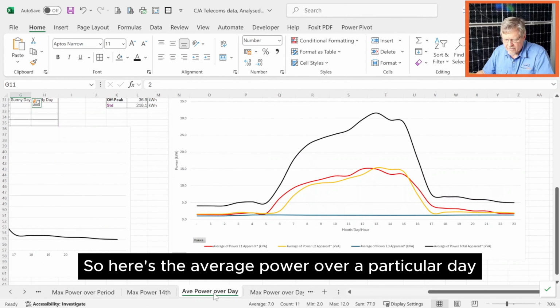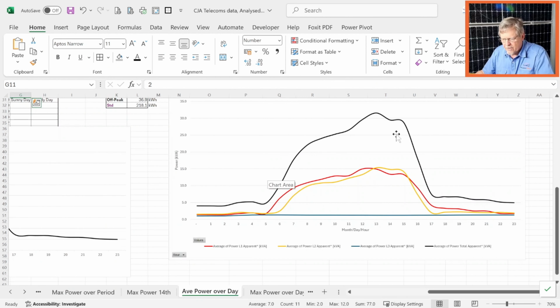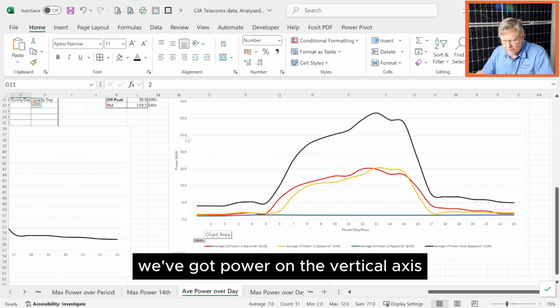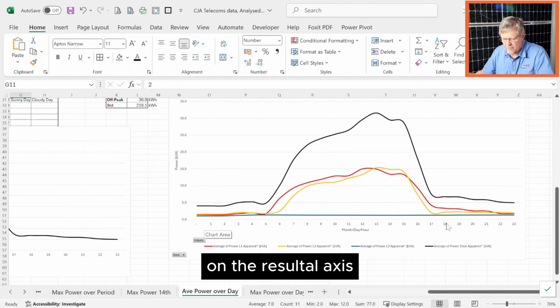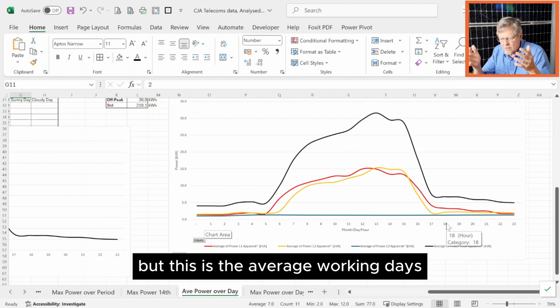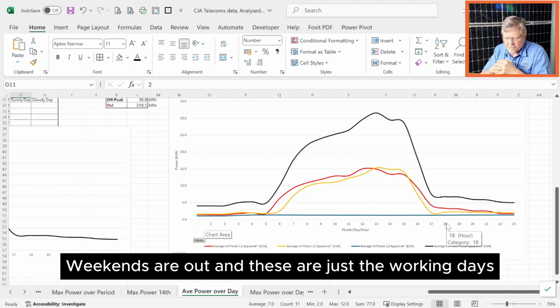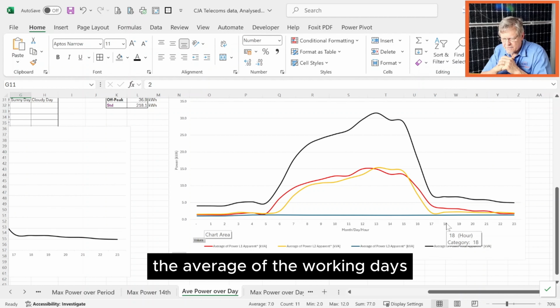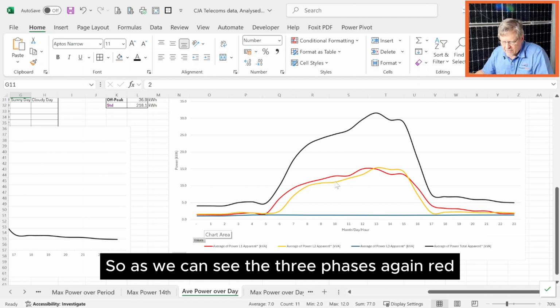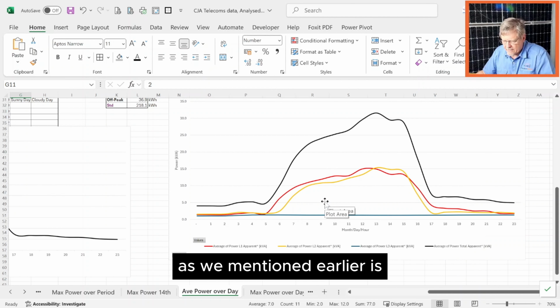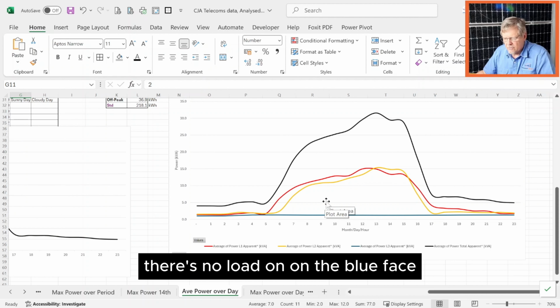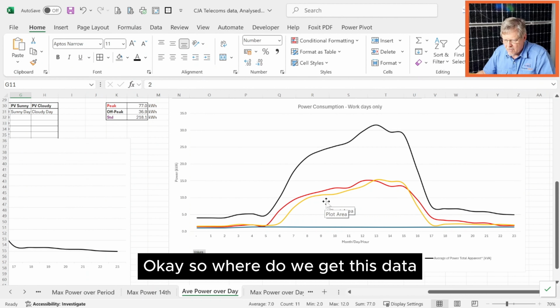So here's the average power over a particular day. Here's one graph. Again, we've got power on the vertical axis, and for the day from midnight to midnight on the horizontal axis. So this is the average working days. Weekends are out, and these are just the average of the working days. As we can see, the three phases, again, red, white, and blue. The blue phase, as we mentioned earlier, for some other unknown reason, has no load on it. Okay, so where do we get this data?